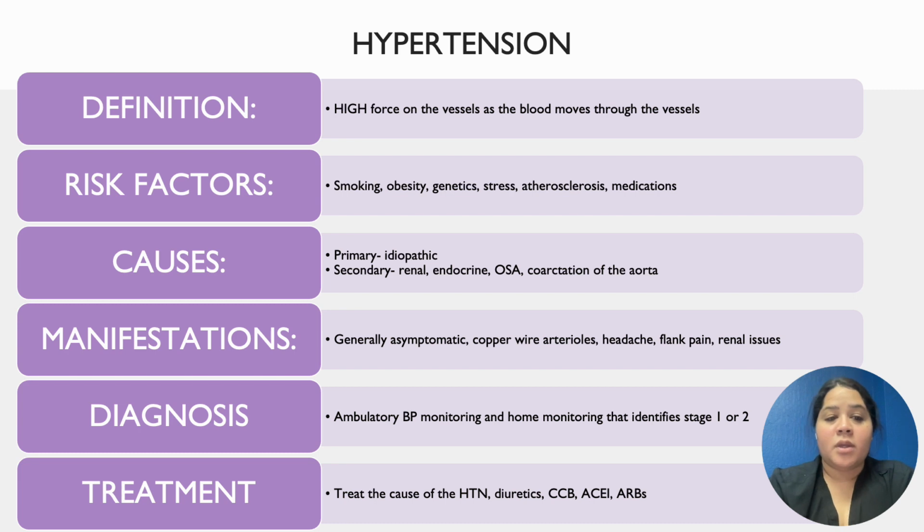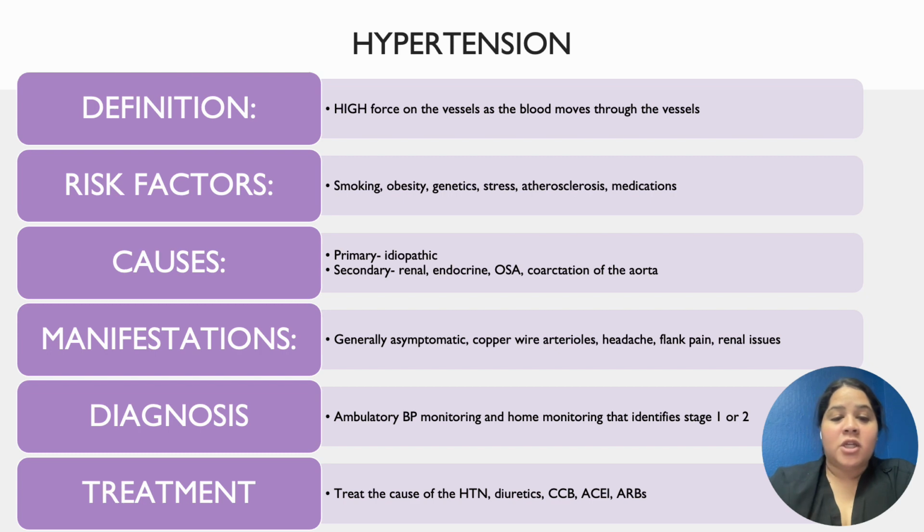Diagnosis will be based on an ambulatory blood pressure monitor and home monitoring that helps identify what stage of hypertension they are in. And the treatment will depend highly on managing the other disorders that could be related to hypertension being present, decreasing risk factors when they are modifiable, and medications that help lower the pressure within the vessels, such as diuretics, calcium channel blockers, ACE inhibitors, and ARBs.